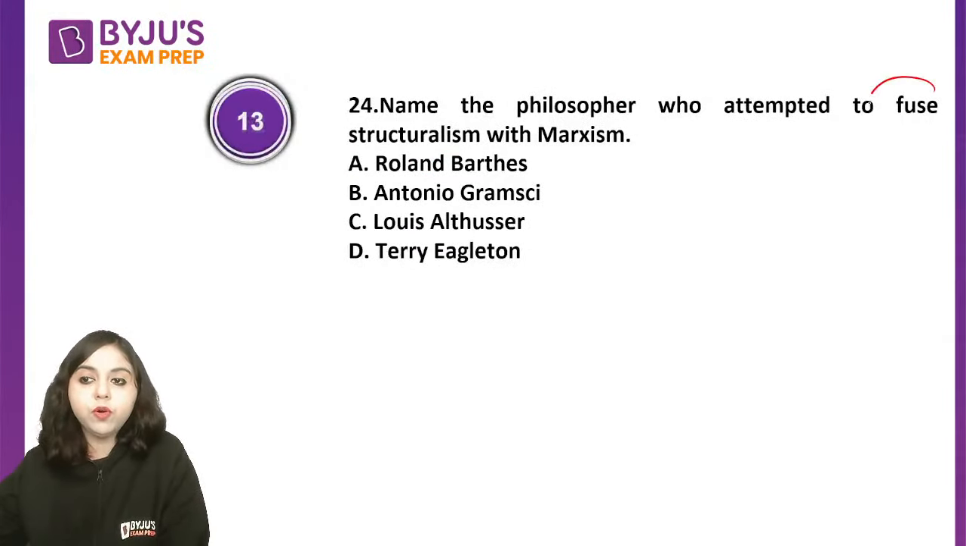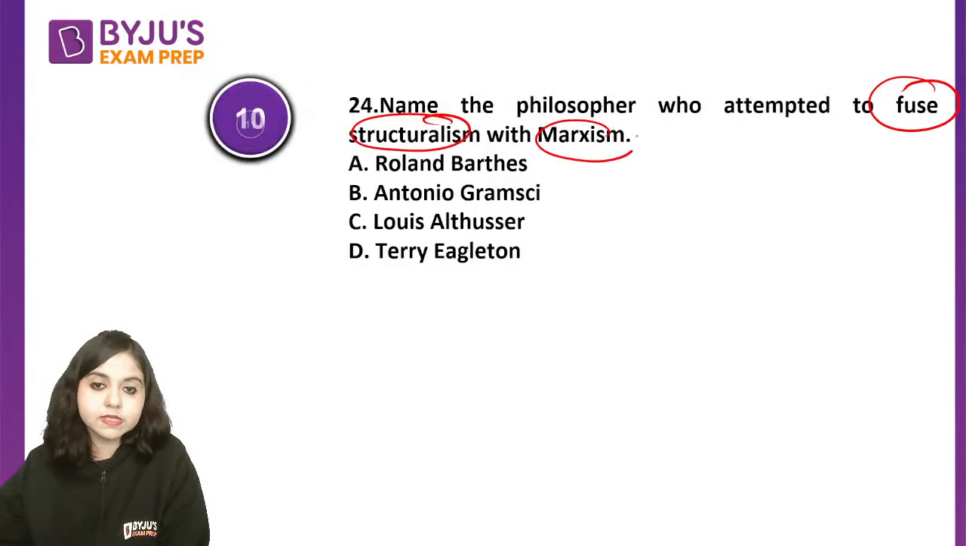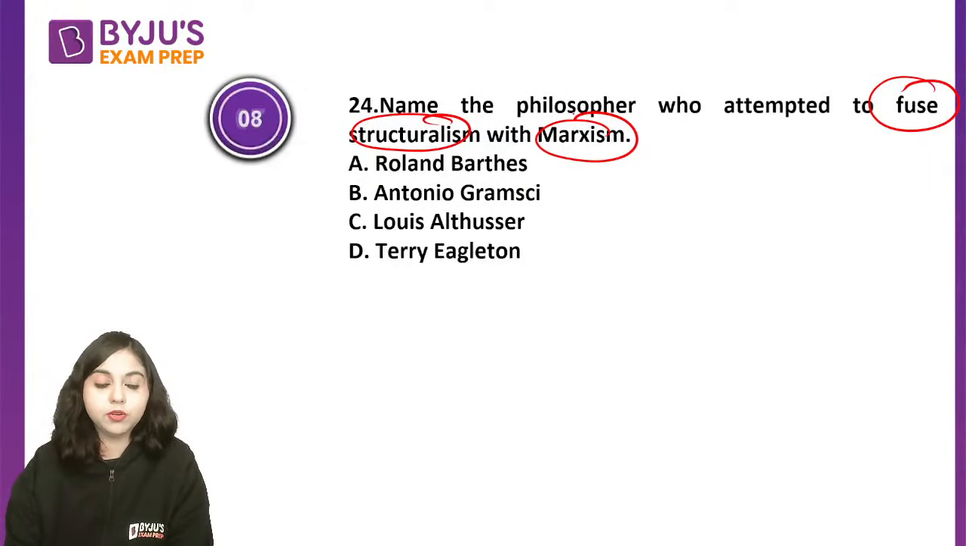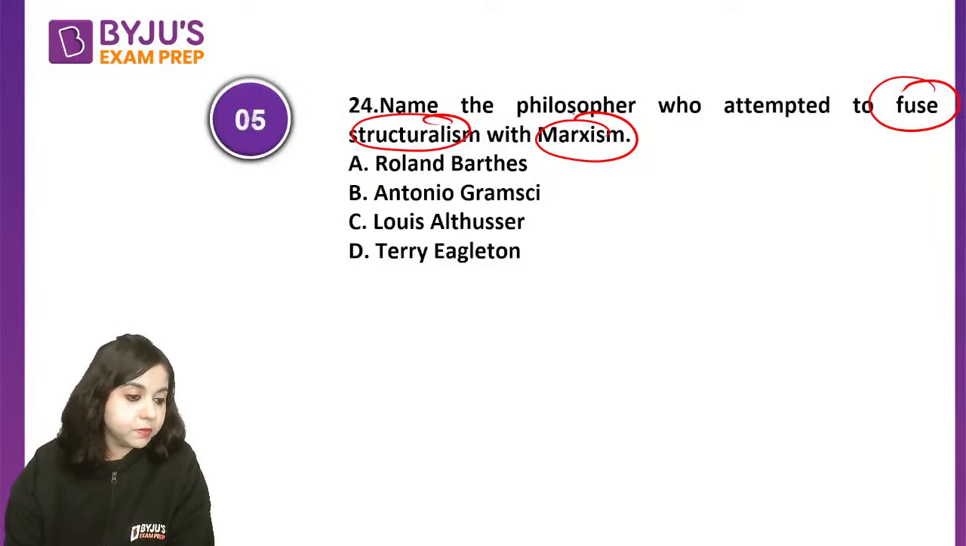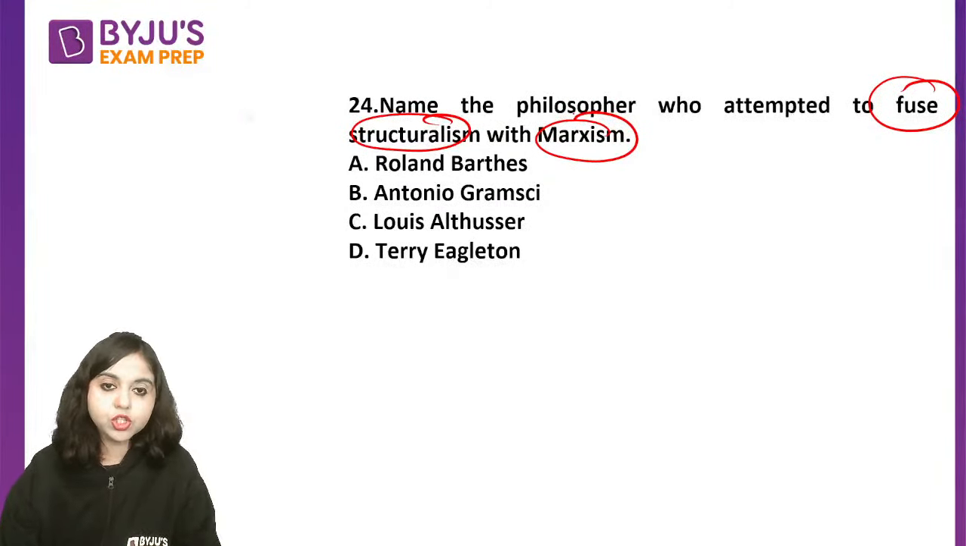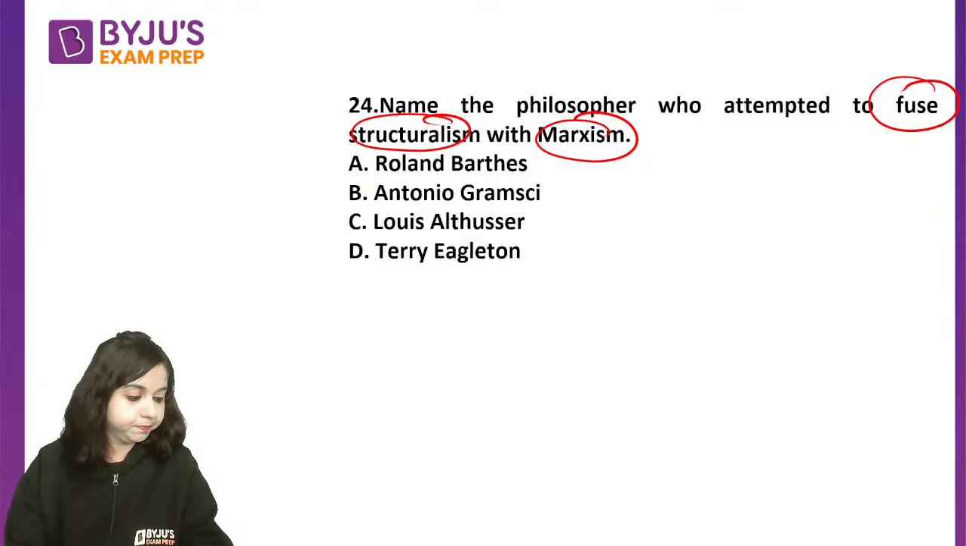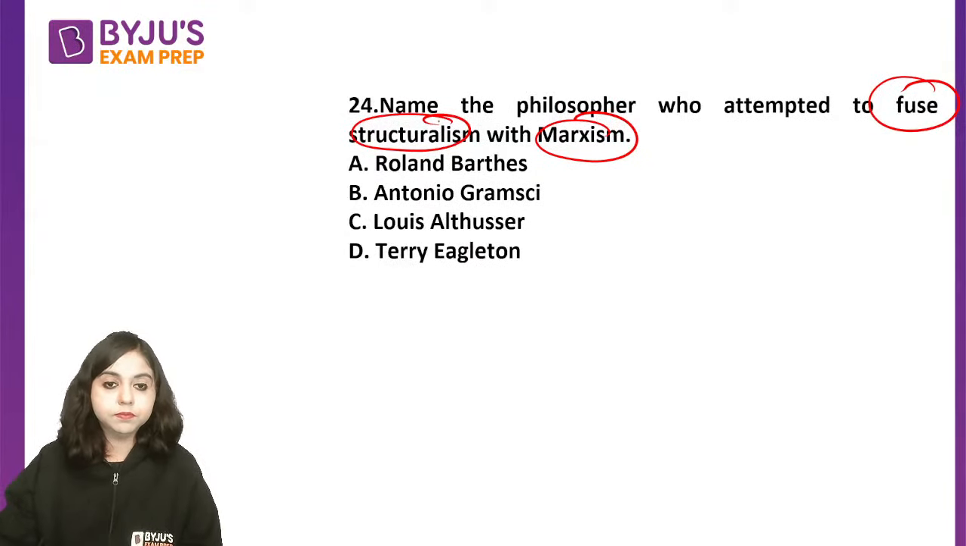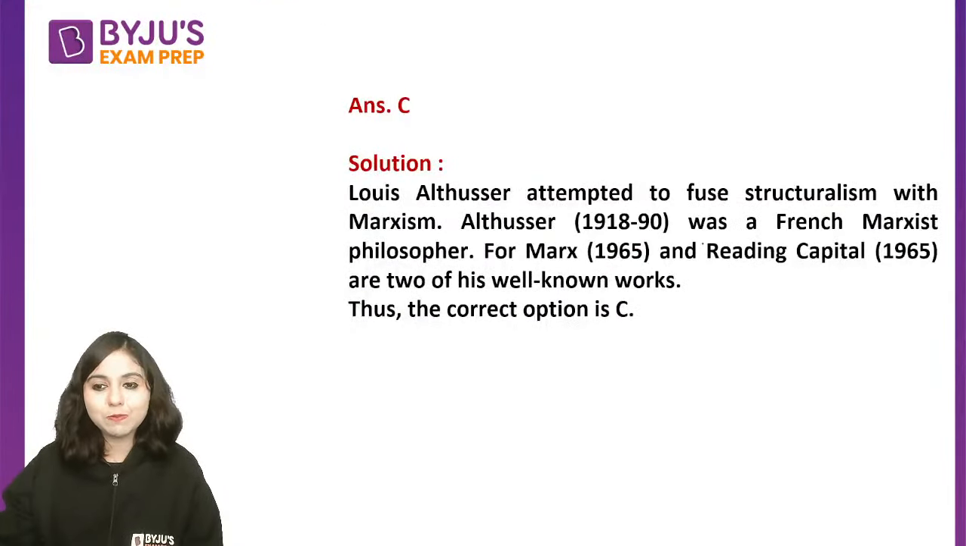Name the philosopher who attempted to fuse structuralism with Marxism. Structuralism and Marxism, trying to get these two things coming together. What is the correct answer here? Structuralism and Marxism. Louis Althusser, very good. Soumya, Vahida, very nice. I hope we have a JRF soon, Soumya. Louis Althusser is absolutely the right answer.